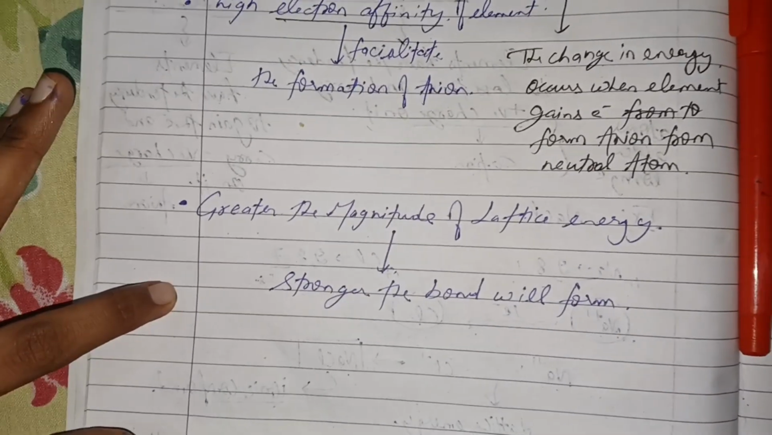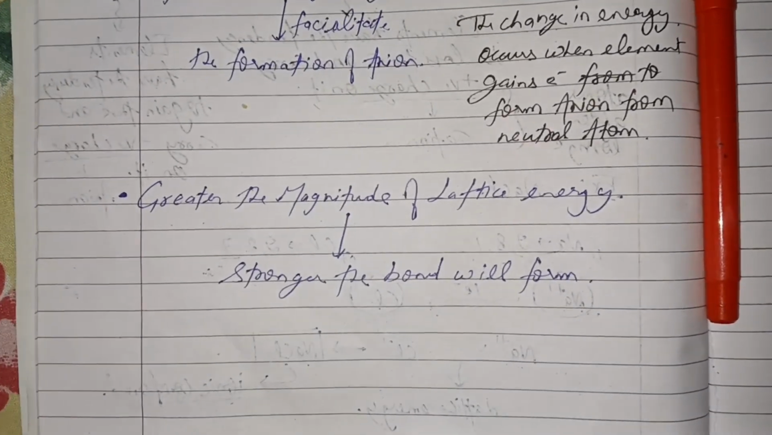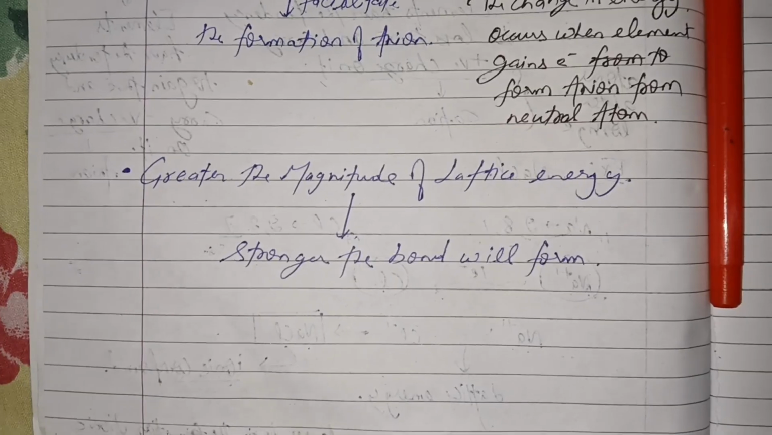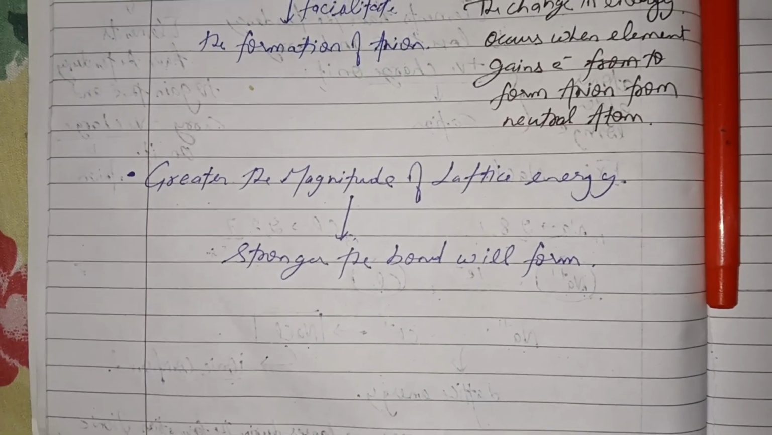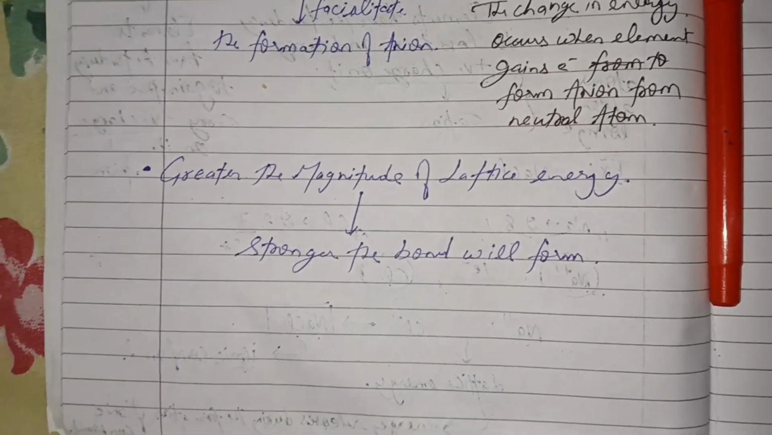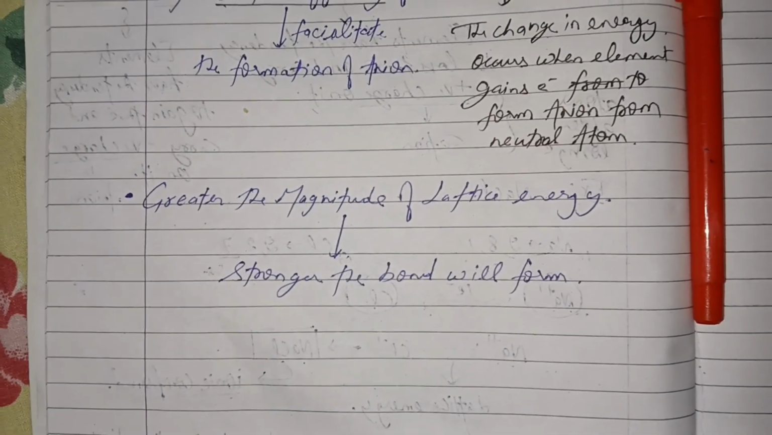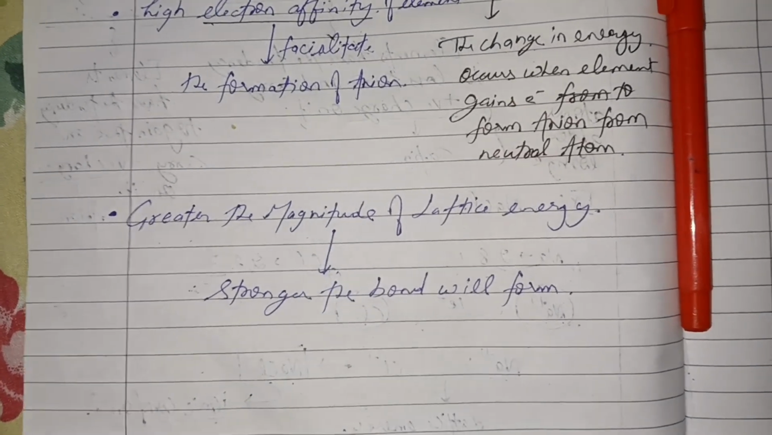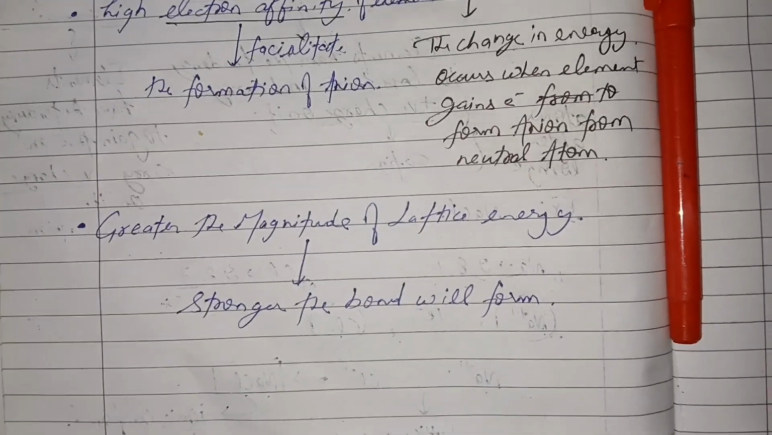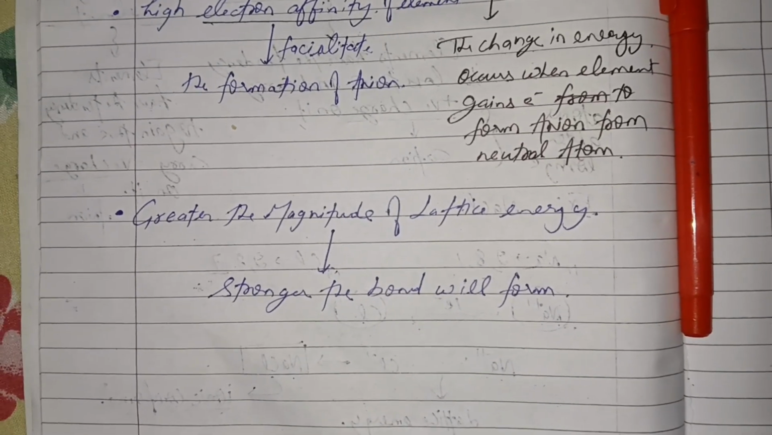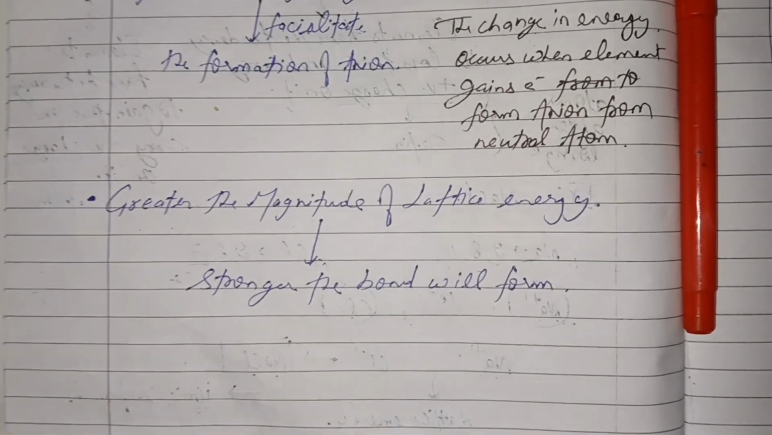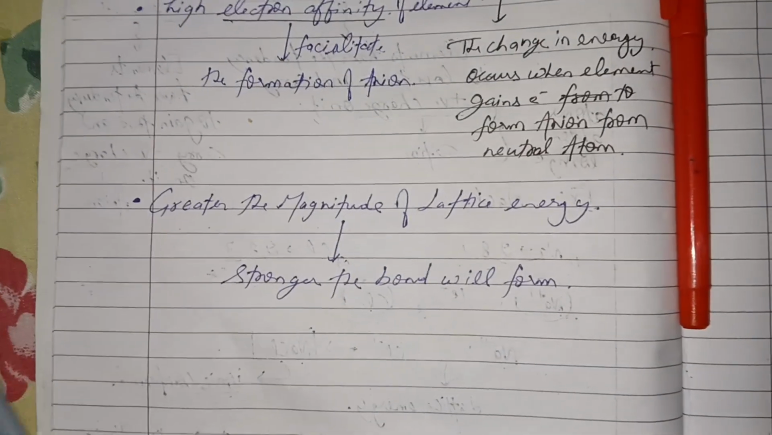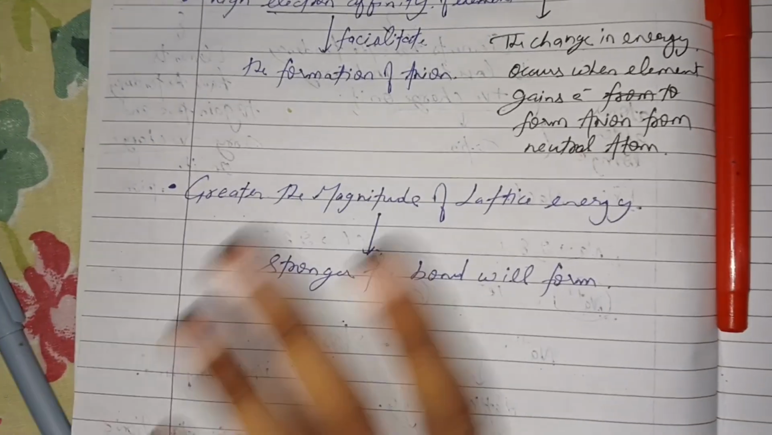Now the next thing: the greater the magnitude of lattice energy. Lattice energy is the energy which is released during the formation of an ionic bond, and if its magnitude is high, then there is a high force of attraction between the atoms forming the bond, and then a stronger bond will form. Everything is interconnected, so you will get this easily. It is not that tough.